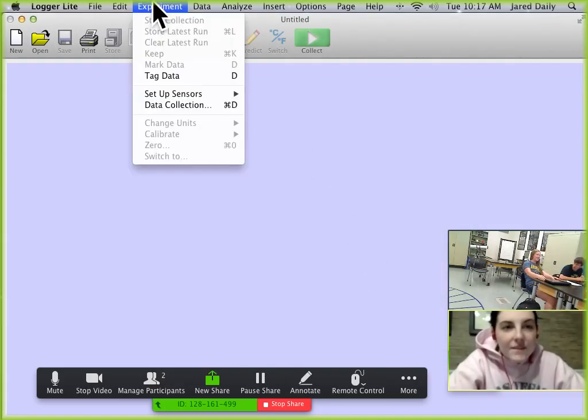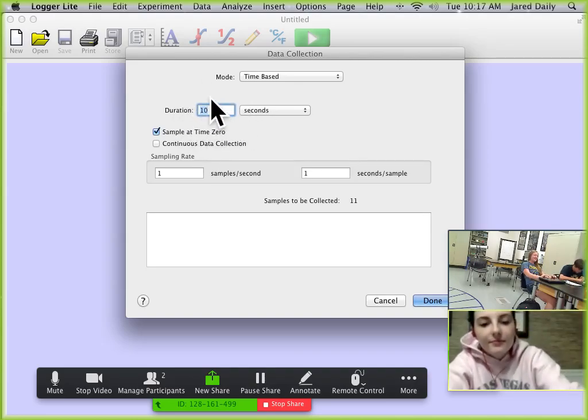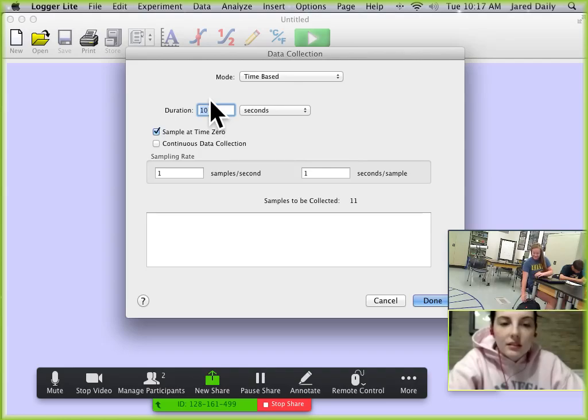up here to experiment and go down to data collection, then you can change your time here to different times. And once again, I apologize for not sending you that and showing you this, but you can change the time. You can also change it to continuous, so it'll take data until you stop it. So you can do that as well. You won't need to use that.